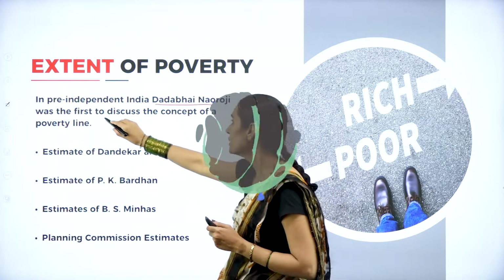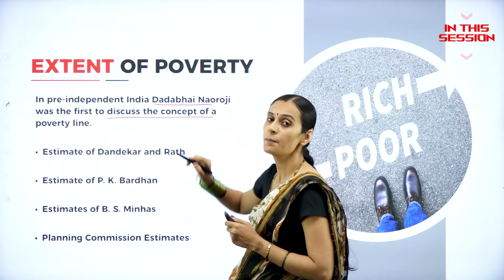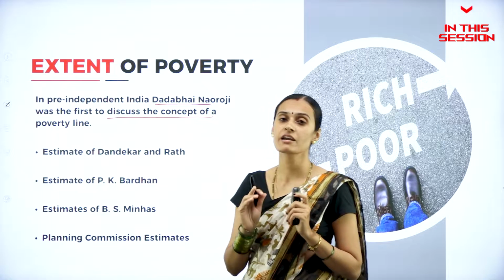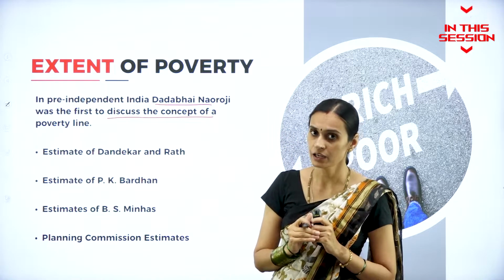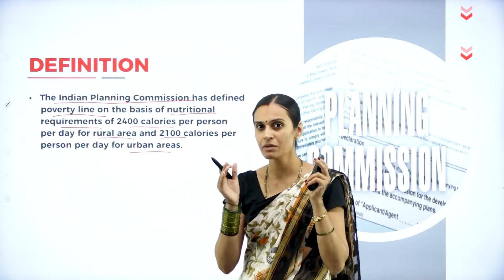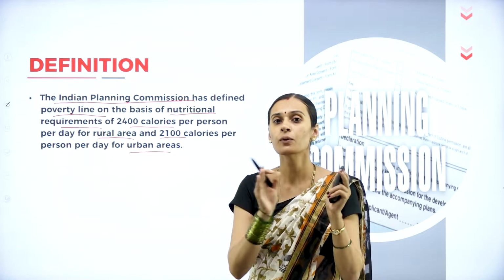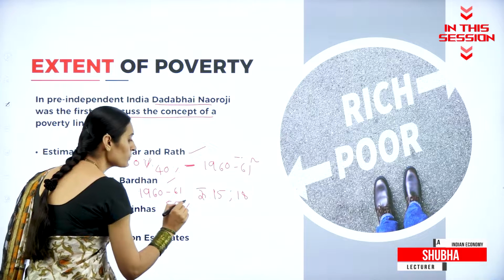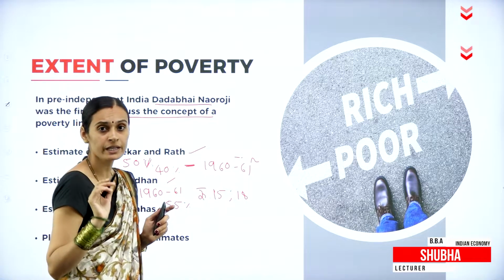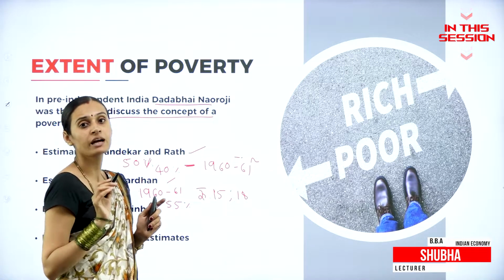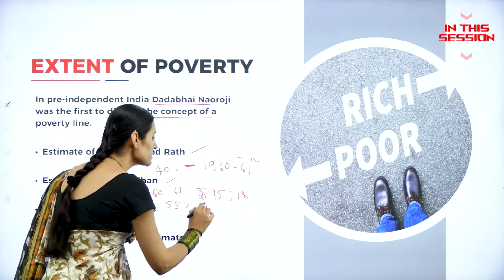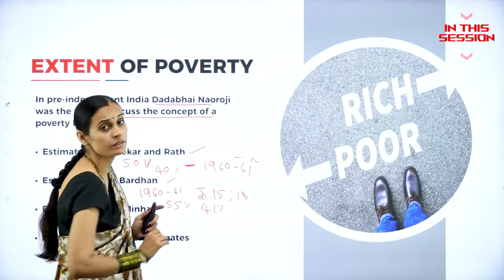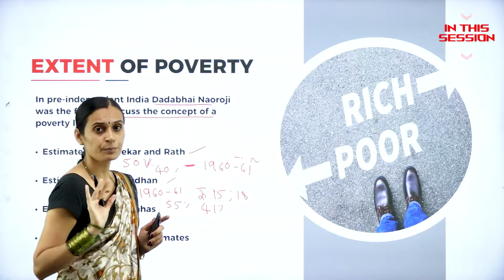He tried to discuss the concept of poverty line, the first effort made by Dadabhai Naoroji. The poverty line is the imaginary line which divides the poor and non-poor. 55% of the total population in rural areas comes under the poverty line and 41% of the total population comes under the poverty line in urban areas.